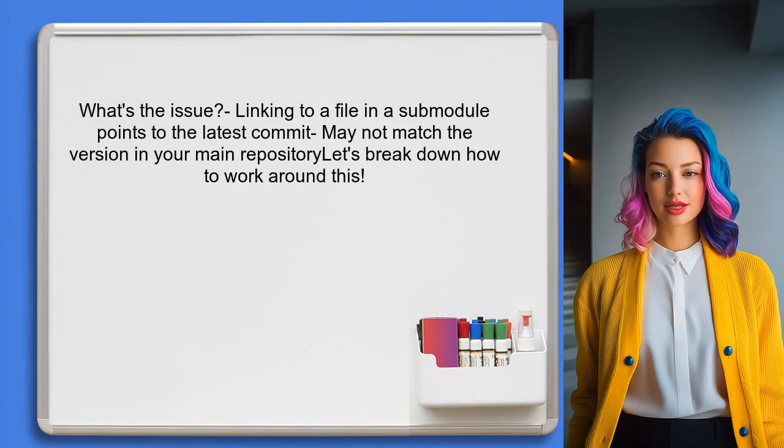So what's the issue here? When you link to a file in a submodule, it often points to the latest commit, which may not match the version you're using in your main repository. This can lead to confusion and broken links. Let's break down how to work around this.